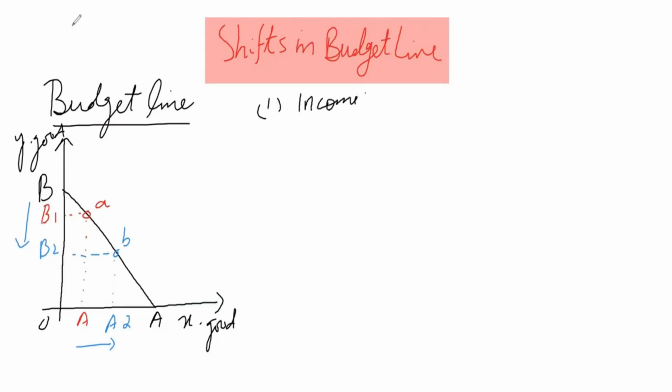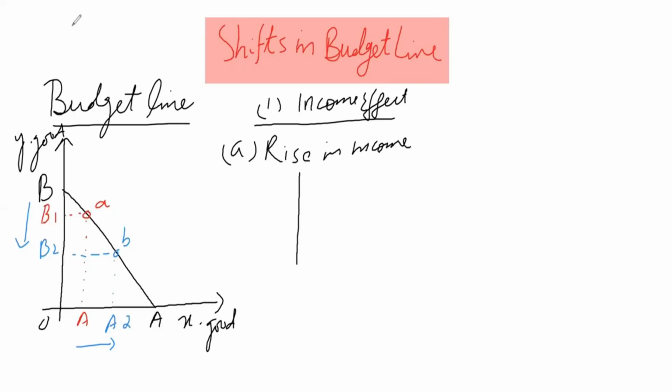Now let's have a look on effects or shifts in budget line. And budget line shifts because of three effects. The first effect is called income effect, and if we suppose that there is rise in income of consumer, then what will happen to the budget line? Let's have a look on the graph.